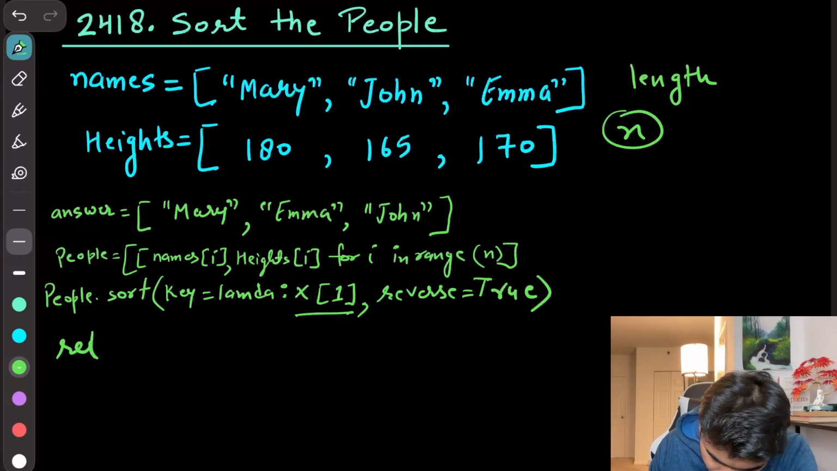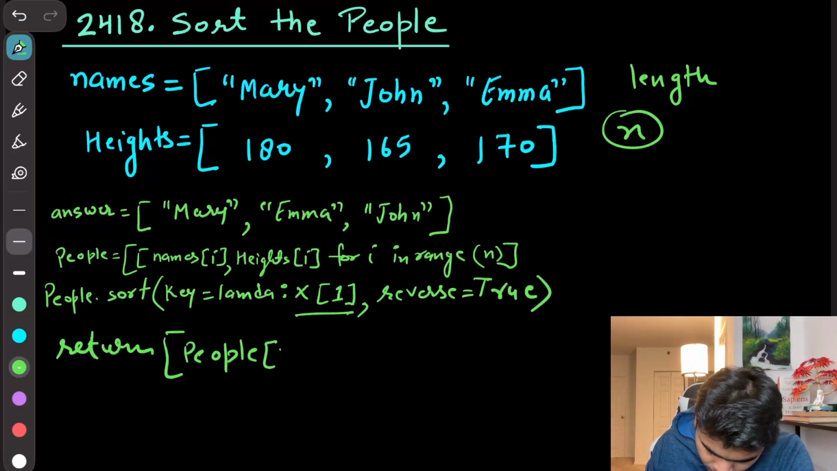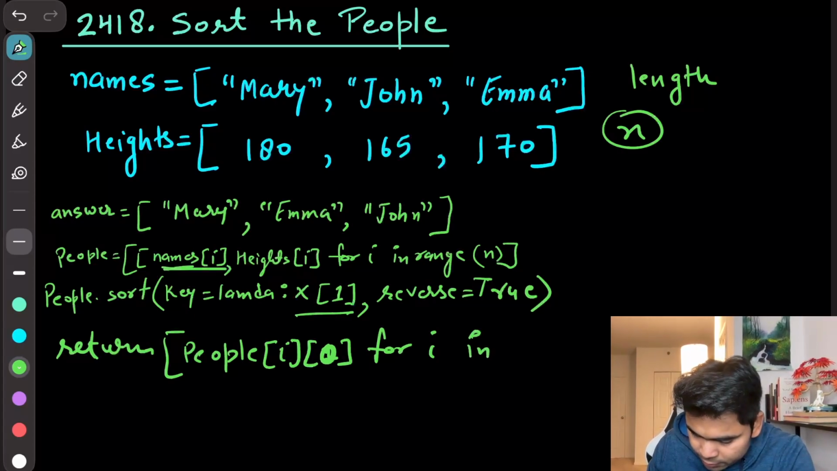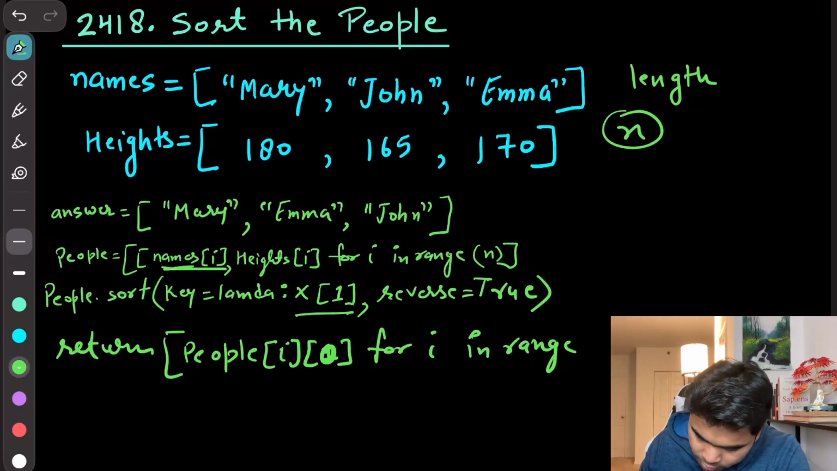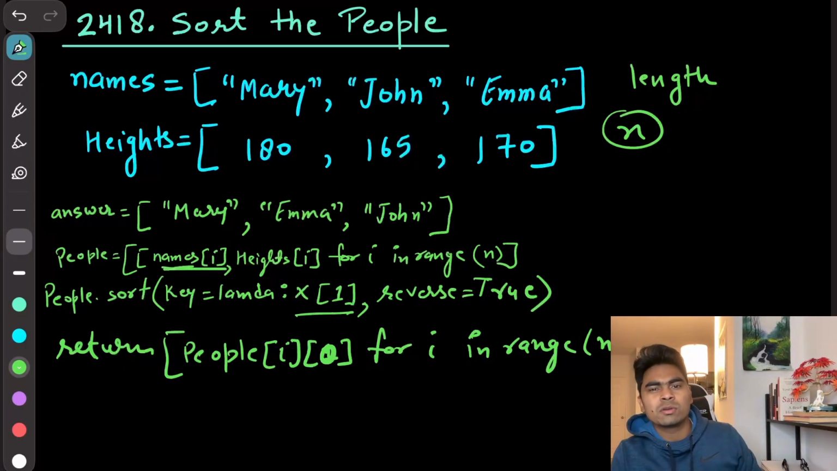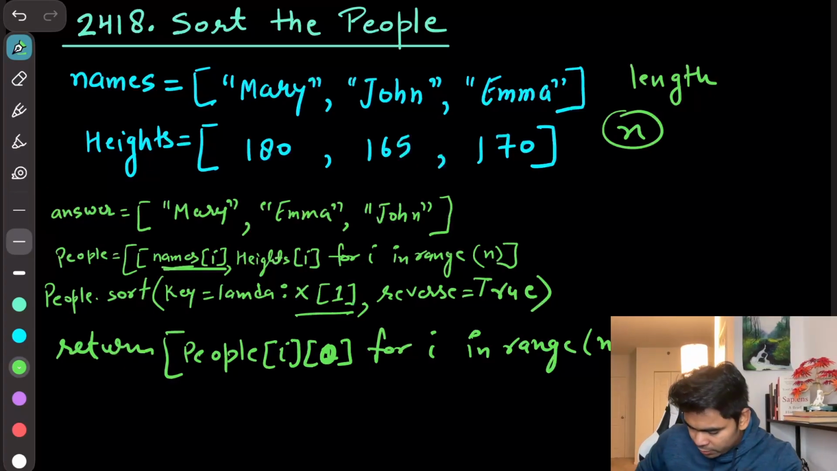What are we returning? We're gonna return an array of people, and this is basically all the first values. So I'll just say people i, and the 0th value, because we're just gonna return the names, for i in range n. Okay, that will be our answer. And you can do it in different ways. That's not gonna really help you with complexity. This is a perfectly valid solution as well.